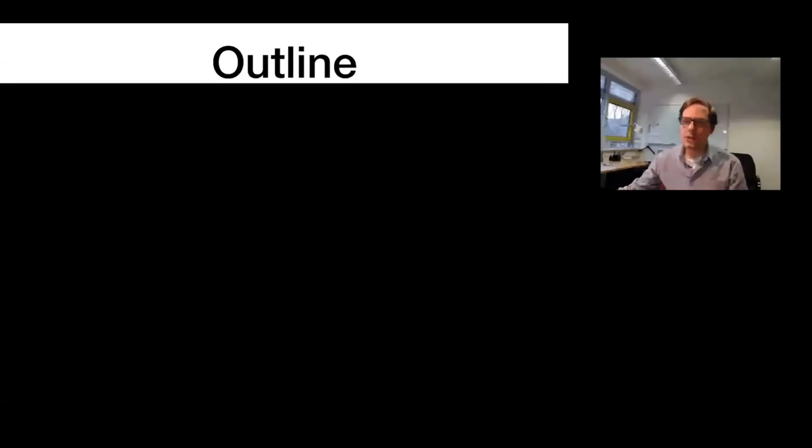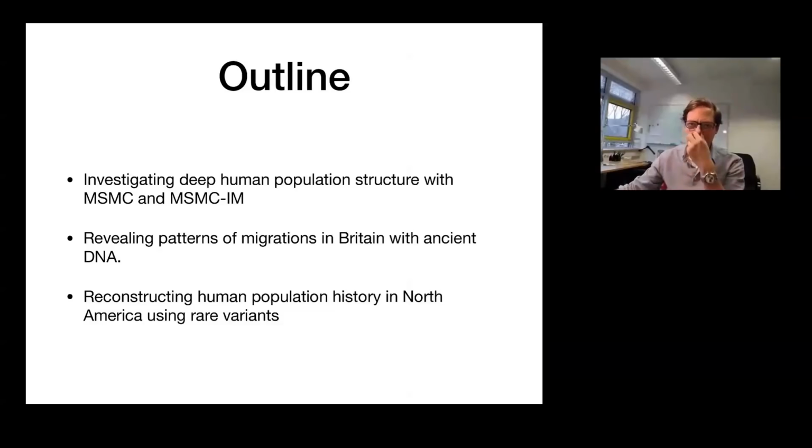So let's start. A bit of an outline for this talk: I'm going to give 3 examples of what we're doing. The first one is investigating deep human population structure with MSMC and MSMC-IM. That's quite a recent development that I'm currently doing with one of my PhD students. That's all based on modern DNA pretty much.